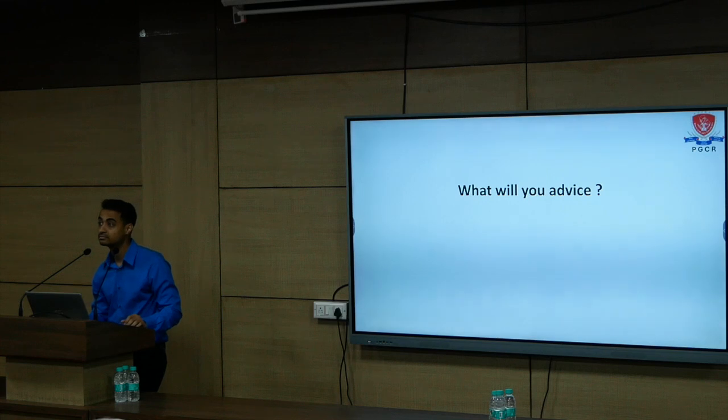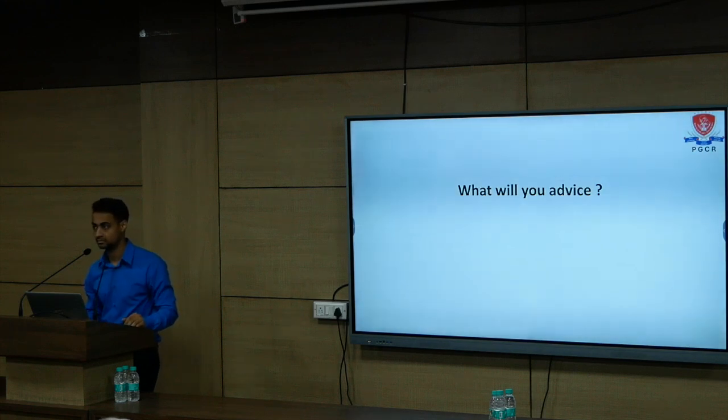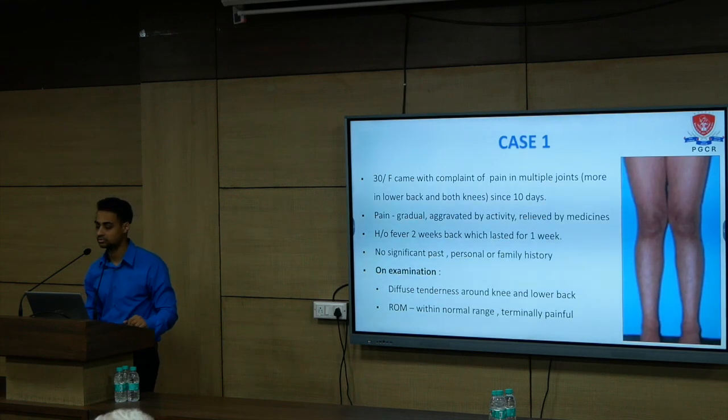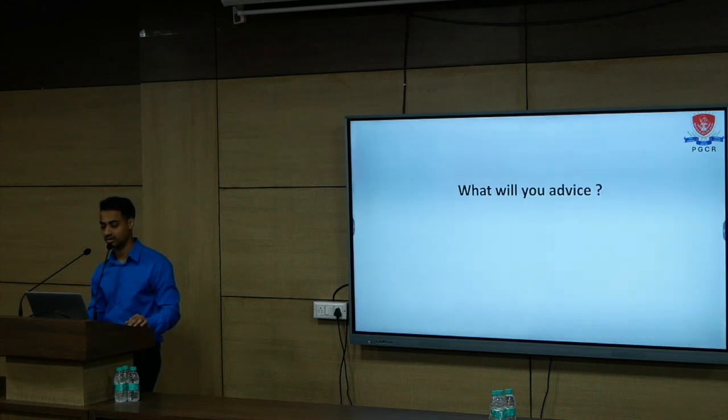We will advise for CBC, ESR, CRP, and we will exclude OA just because of the patient's age and given the history of fever 2 weeks earlier. But the patient is only 30 years old. Why would you like to rule out OA? Why not other causes? Other causes will be rheumatoid arthritis or... For that, what would you like to do? RF factor and anti-CCP. Okay.